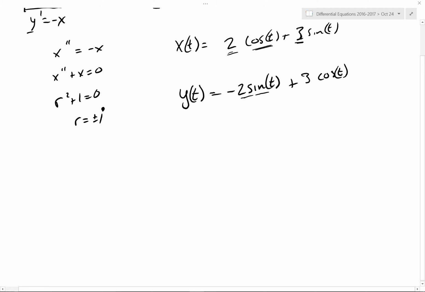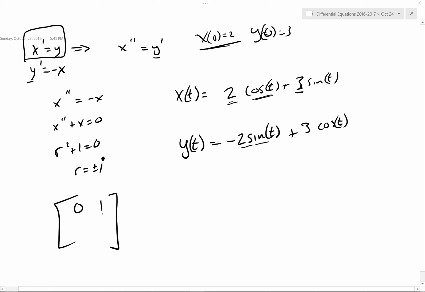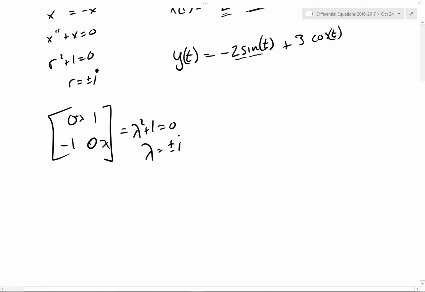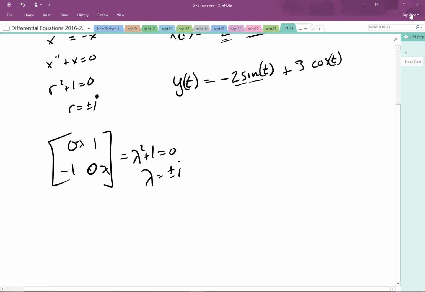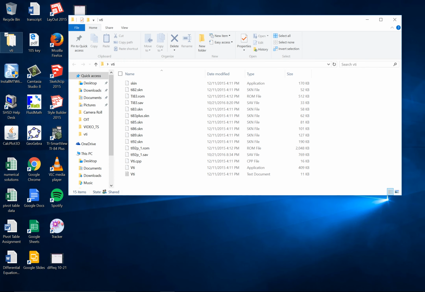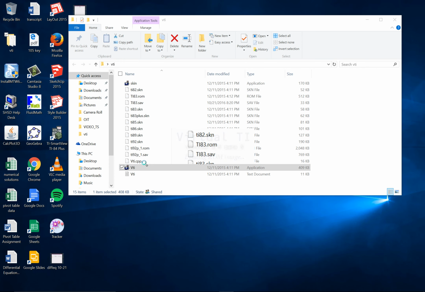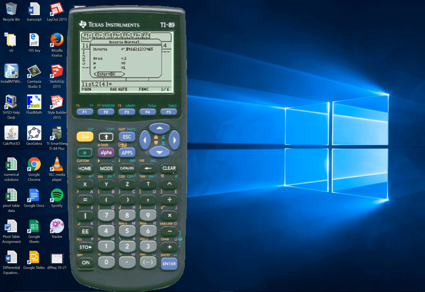Now you're thinking, well, I could totally have done that with a matrix, and you're right, you could have done it with a matrix. It would have been 0, 1, negative 1, 0, minus lambda, right? So that would have been lambda squared plus 1 equals 0. Lambda equals plus or minus i. Now I need an eigenvalue, now an eigenvector. It's at this point, after the third time I screwed it up tonight, because I know what the answer is and I know when I'm wrong, that I should just do it the easy way.